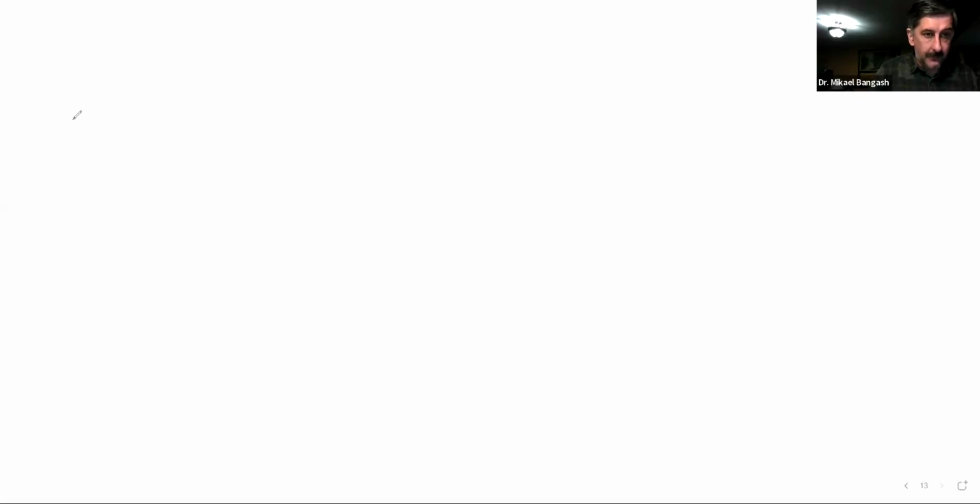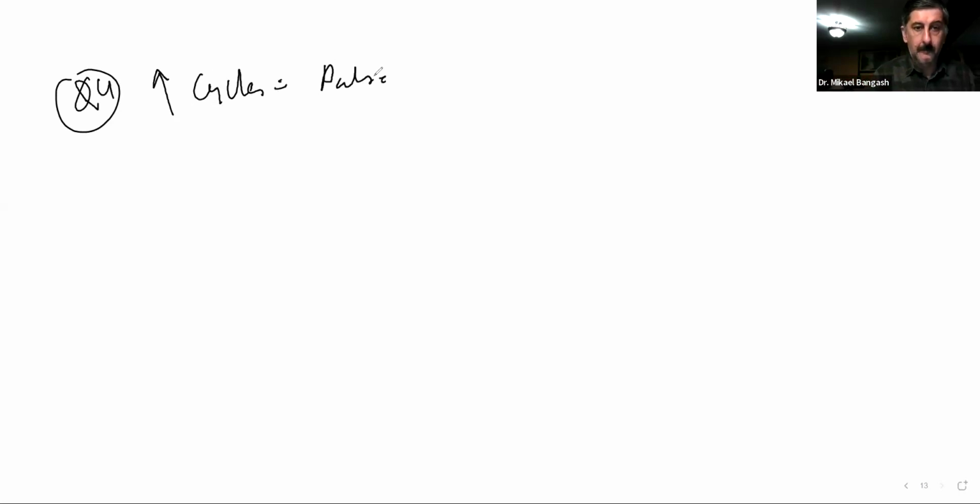Okay, guys, question number 4. If there are more cycles in a pulse, the numerical value of the range resolution is going to be greater, less, or the same. So what we see here is more cycles in a pulse. What would more cycles in a pulse mean? That is the same as saying more ringing.